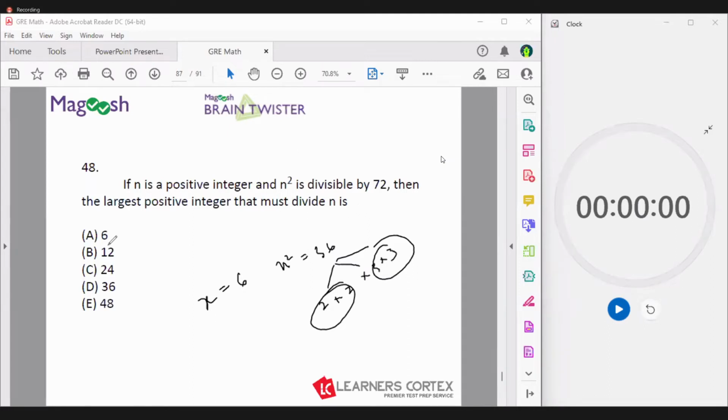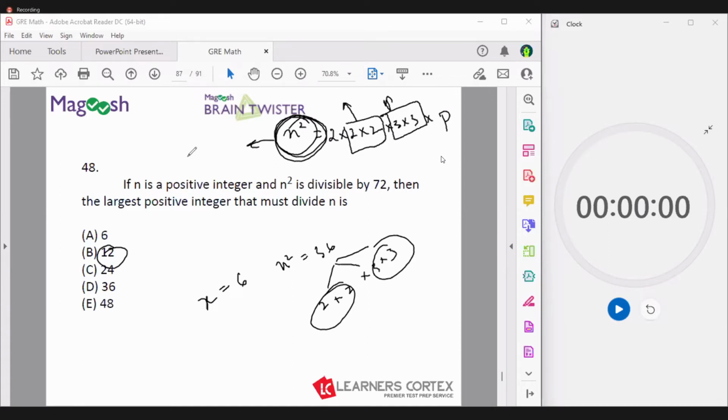Yes, Ashwin, the answer will be 12. The reason being n square is 2 into 2 into 2 into 3 into 3 into p. Now this particular pair makes a perfect square, this particular pair makes a perfect square, for n square to be a perfect square. Now this is anyway a perfect square.